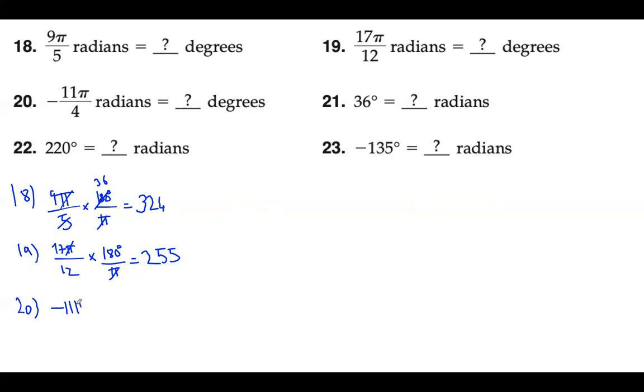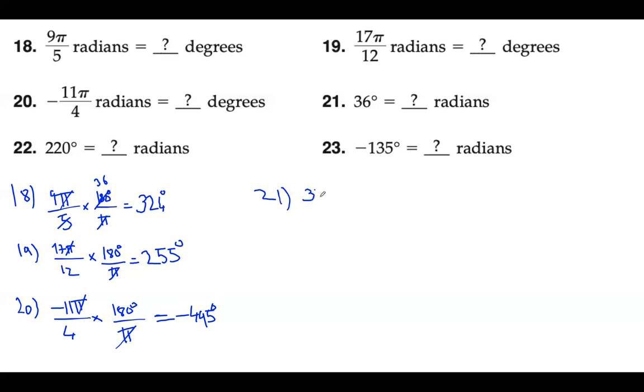Now question 20. Negative 11 pi over 4 times, same thing, 180 degrees over pi. So I will cancel pi. What are we going to do in the calculator? Negative 11 times 180 divided by 4, which is equal to negative 495. By the way, these are degrees. I should put the symbols. Sometimes I can forget.